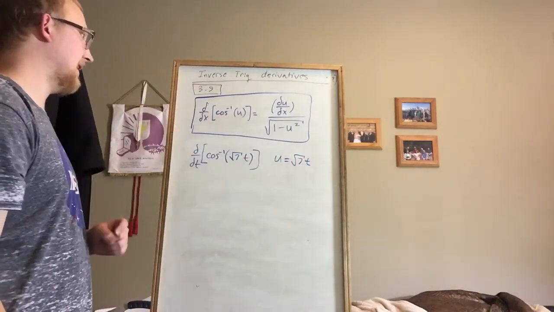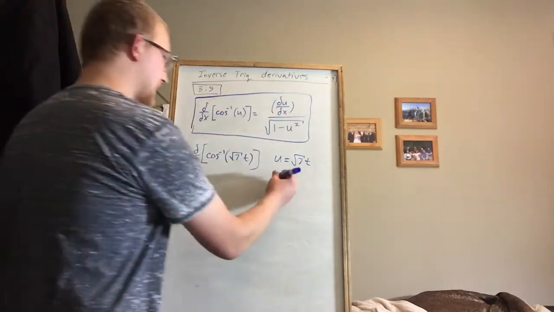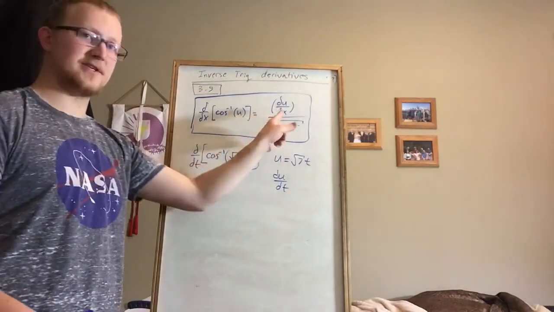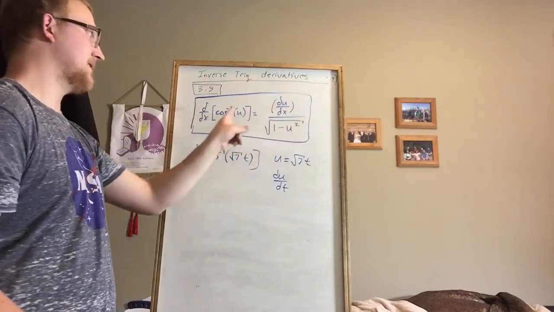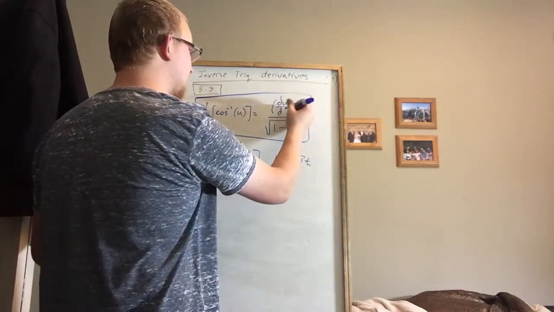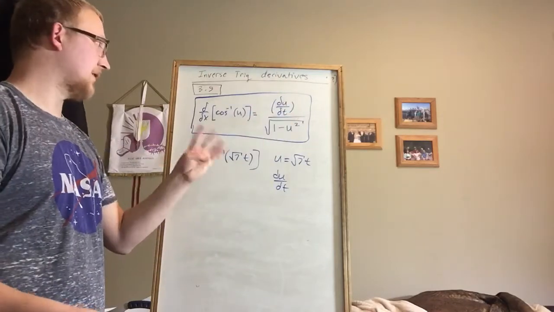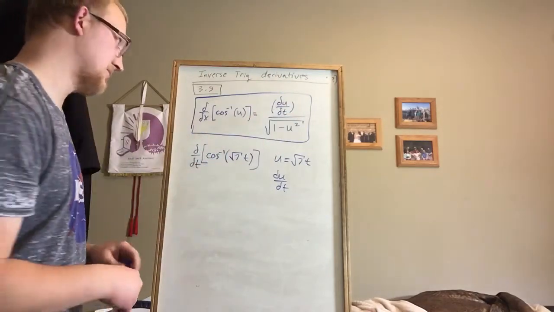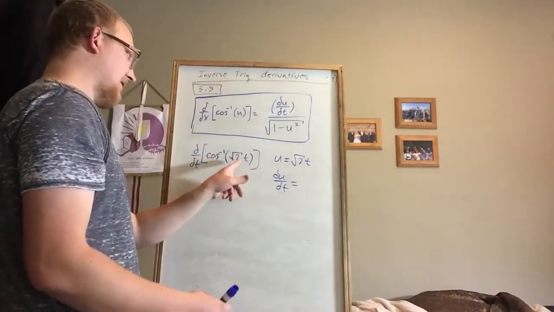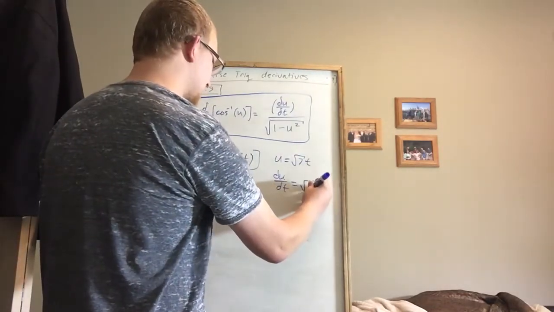Now that we know that, we can move over to this side of the identity and find out what du/dt is. I'm sorry, up here I have this written as du/dx, but in this problem they gave us t as the independent variable, so we replace it with du/dt. You'll have to do that depending on what variable is being used. So du/dt is root 7 times t, and using the power rule, that just gives us root 7.